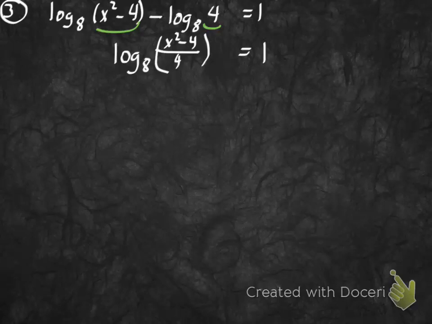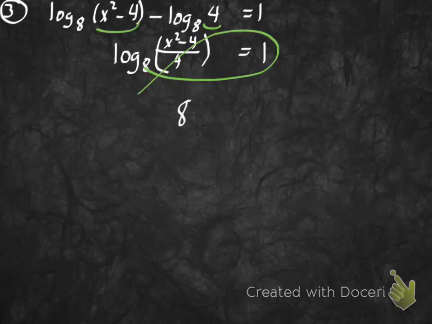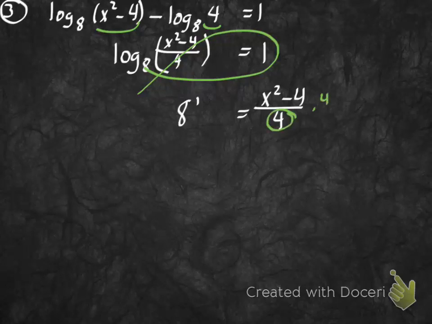Now, what do I need to do? Do I have it to where there's logs on both sides? Since there's not logs on both sides, I am going to use the fish to help me solve. So 8 to the first power is equal to x squared minus 4 divided by 4. How can I get things moved around? Multiply by 4. So I can get rid of this 4. I'm going to multiply by 4 over 1 or 4 on both sides.